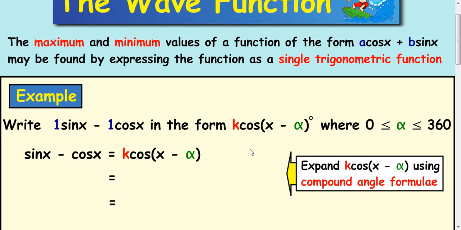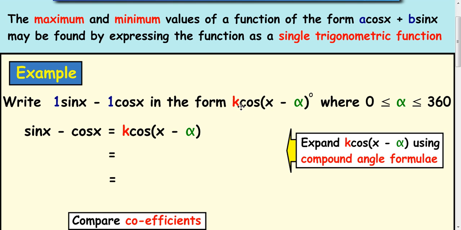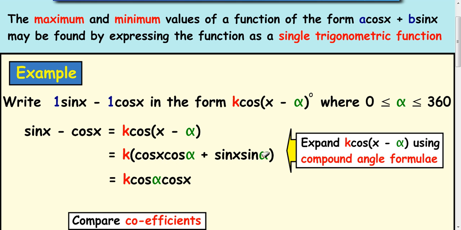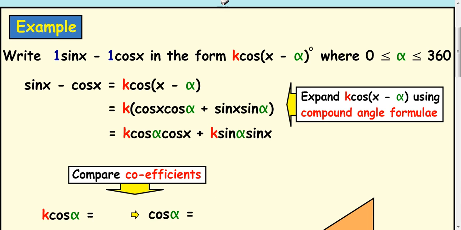So the first part of this question is really just to change this into the form k cos(x minus alpha). We just do that as normal. Use the addition formula to multiply the brackets out, so cos, sin with a different sign in the middle. Multiply through by your k, keeping your cos alpha at the front, and also your sin alpha at the front. And then compare coefficients.